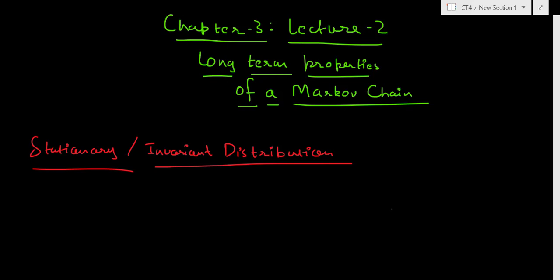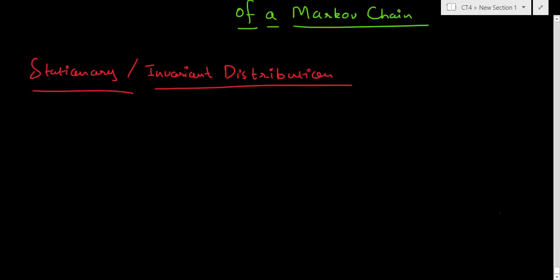Hello and welcome. This is my second lecture on chapter number 3, that is Markov chains. In this video I'll start talking about the long-term properties of a Markov chain. The property that we are going to discuss here is stationarity. The first thing I'm discussing with you is the stationary or the invariant distribution of a Markov chain. Let's see what I mean by that.